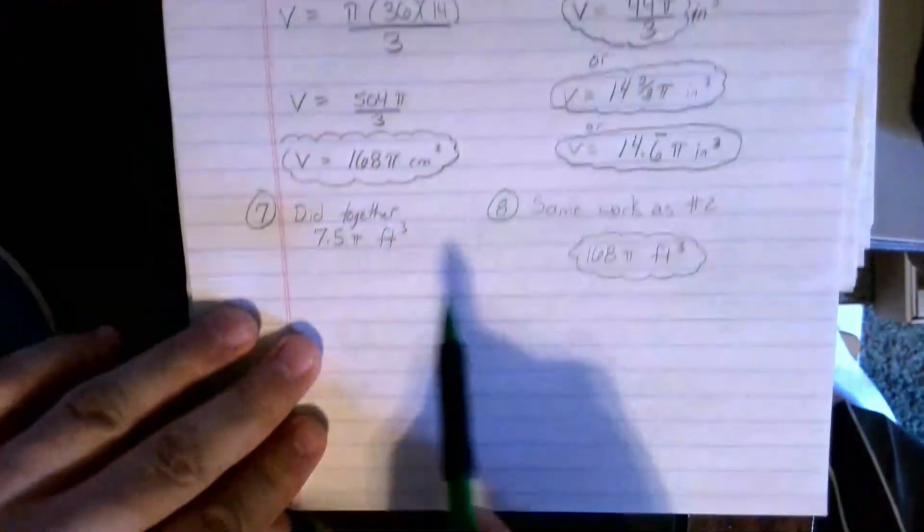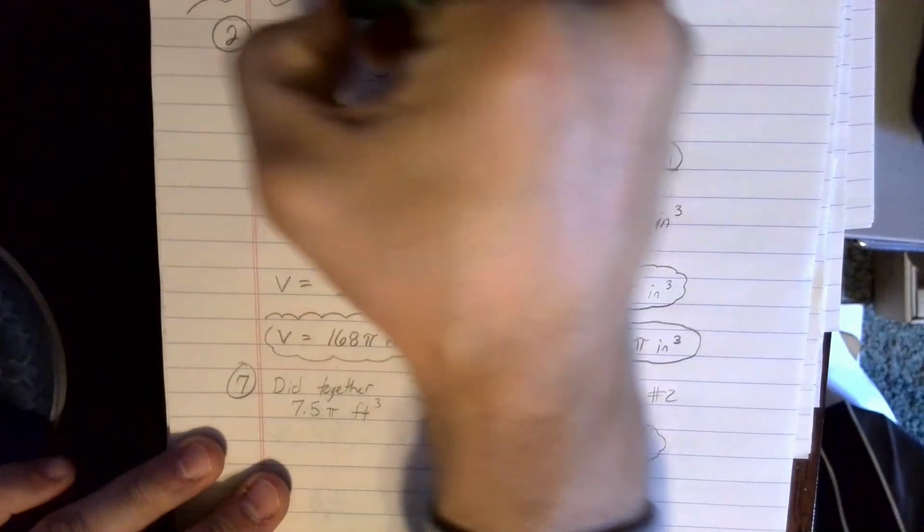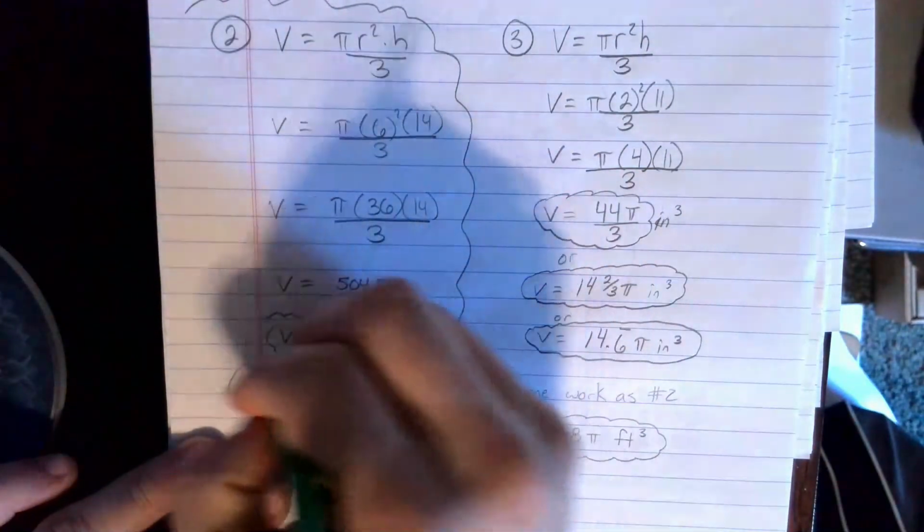As I said, the only ones we didn't go over were the cones from page 19. We did one of them together. We did number 7 together last time. So I have the work done out for number 2 right here.